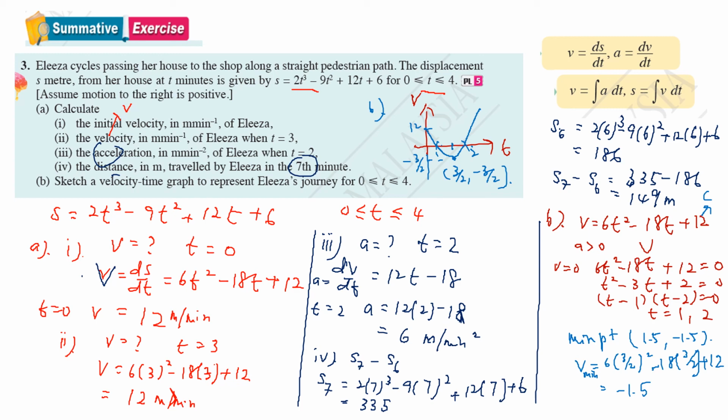So 0 gives 12, but what happens when t is 4? We need to identify the value of y here. Substitute t equals 4 in the same function: 6 times 4 squared, minus 18 times 4, plus 12. The answer is 36. So we label it 36. We have solved question number 3.